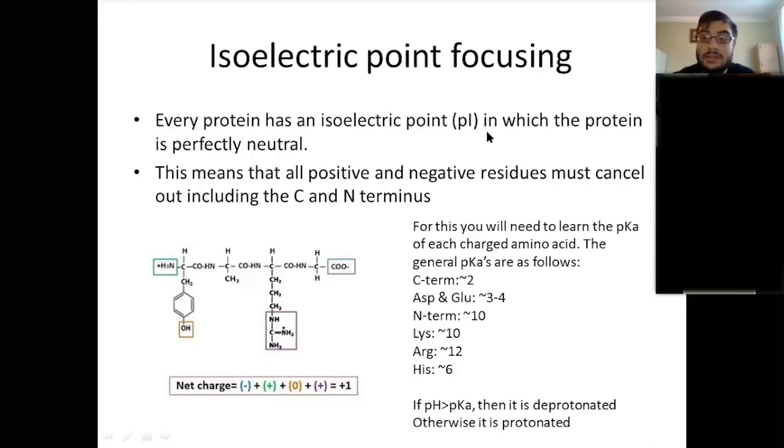So if the pH gets high enough, eventually NH3+, which is a pretty good base, will become more acidic than the environment and will act as an acid and give up its H and become NH2. Because it'll be more acidic than the environment, which is heavily basic, okay? The rule for that is if the pH is greater than the pKa, then the molecule is deprotonated. Otherwise, if the pKa is higher than the pH, then it is protonated, okay?